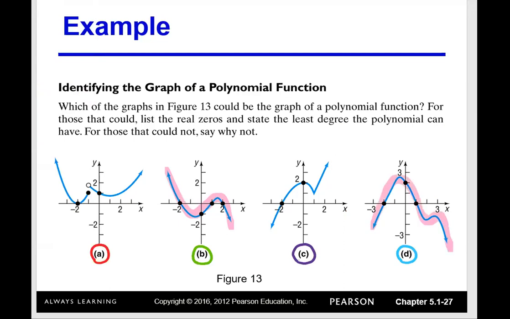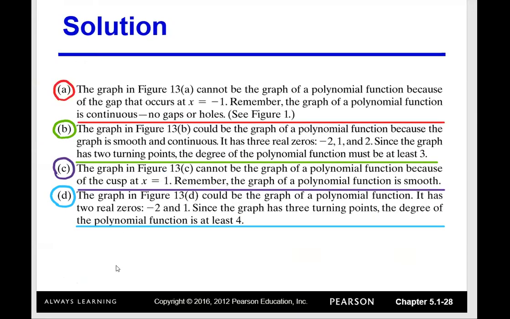You love my sound effects. This one has a gap right here and an open circle. So this is not. And this one has this sharp point right here. So this is not smooth and continuous. And again, I did the color coding thing, so it makes it easier when you're looking for the answers. So A cannot be a polynomial, B could be the graph of a polynomial, C cannot be, and D could be. So I got that right.